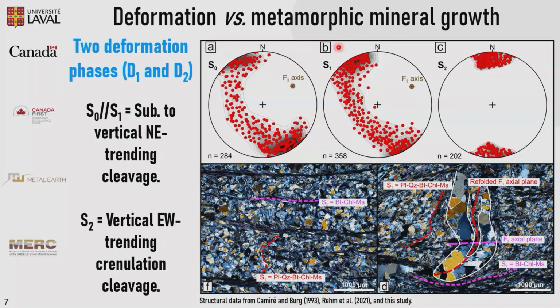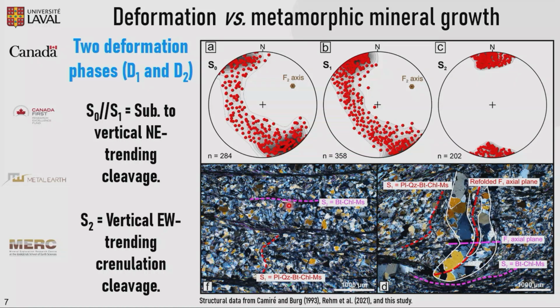As Taylor mentioned here, we have these two deformation phases in the area. First, S1 foliation includes a subvertical to vertical northeast-trending cleavage that's subparallel to the bedding planes. We have a second foliation defined by a vertical east-west trending crenulation cleavage. And here we have this relationship that Taylor mentioned, shown in his presentation.